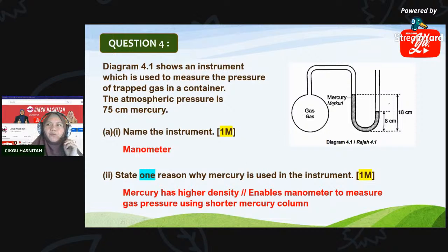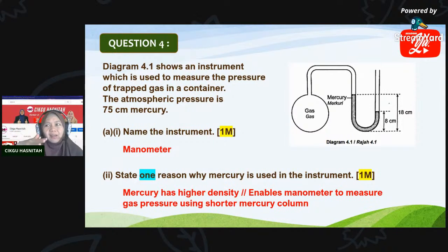Can you imagine if we place water here instead of mercury, how long the column should be? 1 atmospheric pressure is equal to 10.3 meters of water. That means you must prepare a 10 meter long manometer. Can you imagine how it is possible to use a 10 meter long manometer?